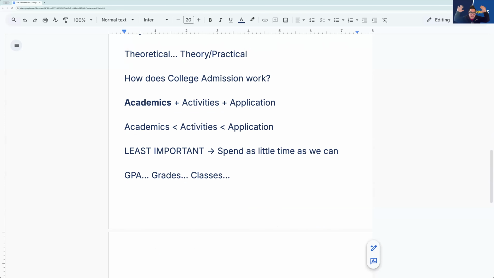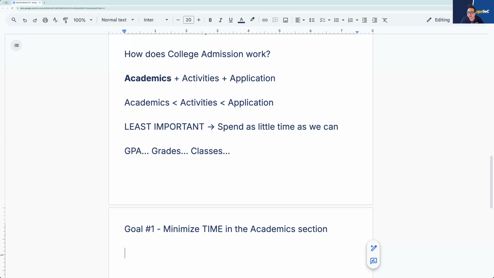So from a high level strategy, our goal number one is to minimize time in the academic section. Number two, you hear a lot about AP classes and honors classes. Some of you also have IB classes, a lot of our families are from International Baccalaureate schools. It looks like our audio is back. Thank you, Facebook, for letting me know.